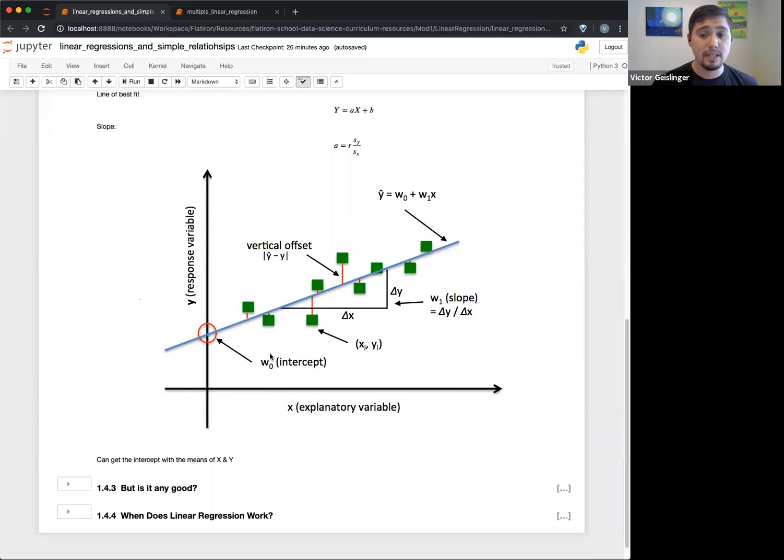But the main thing is that you have a line, and that's this blue line here, and that's your model, okay? And then you can see these green points right here. That's your actual data. And your goal is to basically get a good line that will predict your data really well, okay?